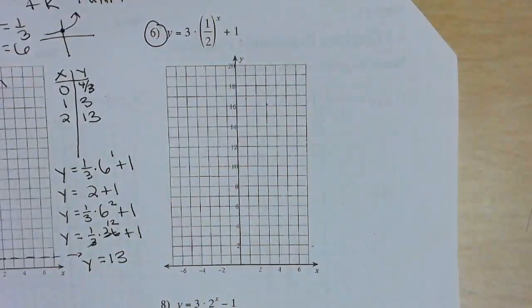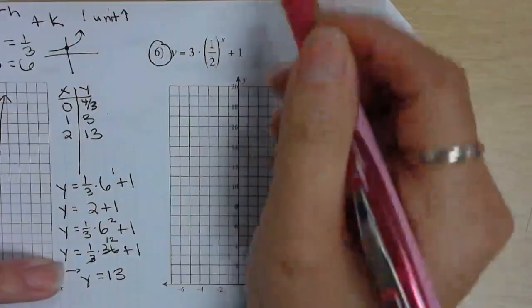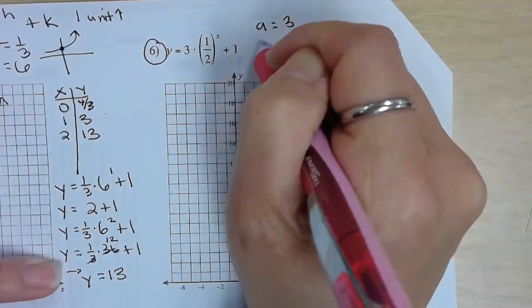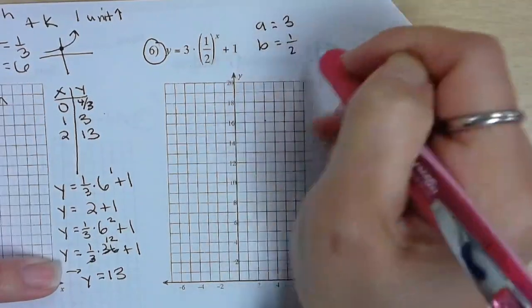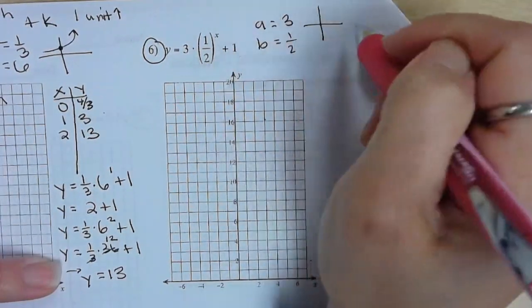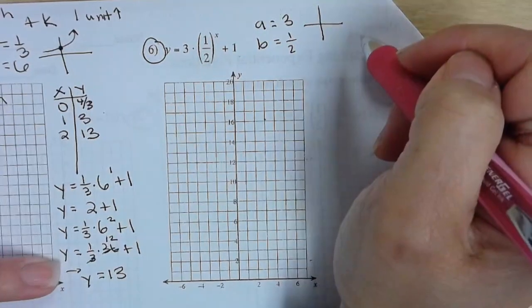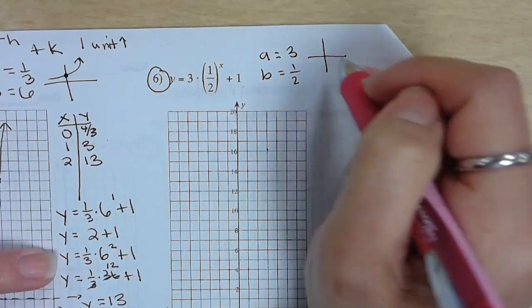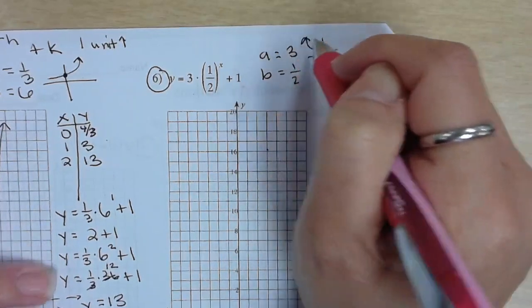Okay, let's do example 6 that you guys have been working on. Somebody tell me what A is. 3. Tell me what B is. 1/2. Let's do a very quick sketch of it. Is it going to be facing to the left or to the right? Very good. To the left. Is it going to be facing up or down? Up. Very good. So just the quick sketch, that's what it should look like.